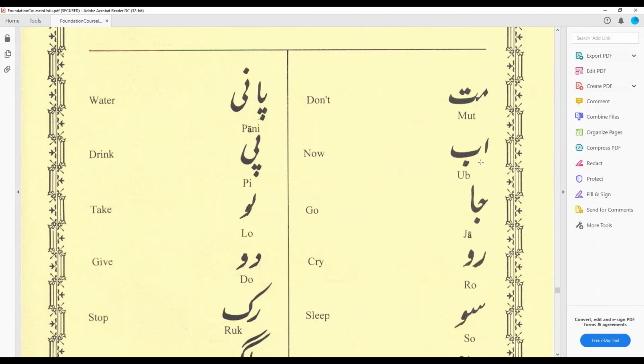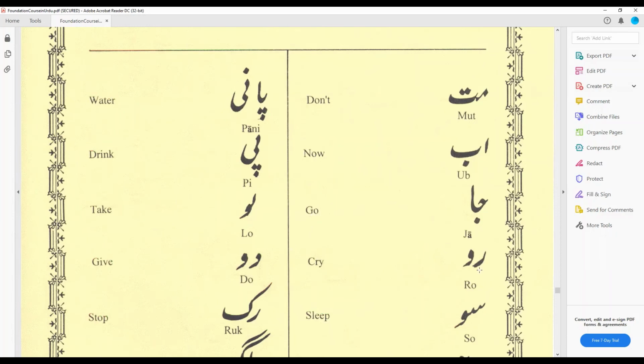Next word is alif be. Ab means now. अब ये करो. Do it now. Ab ye karo. अब ये करो. कोई भी काम ये. अब ये करो. Do it now. Next letter is ja. Jim alif ja. Ja means go.